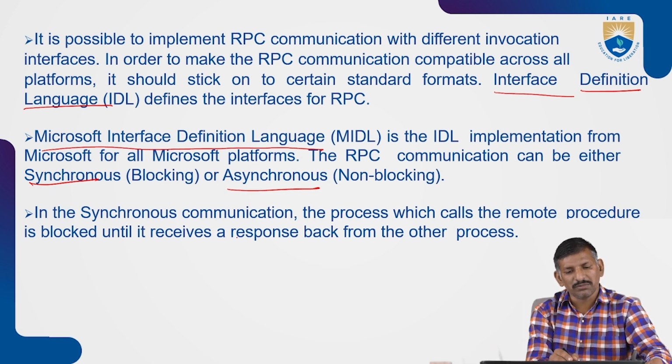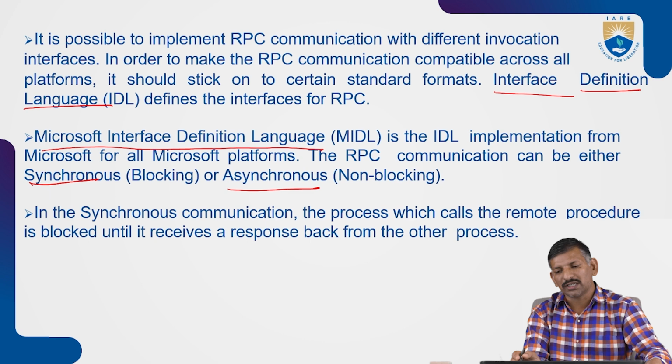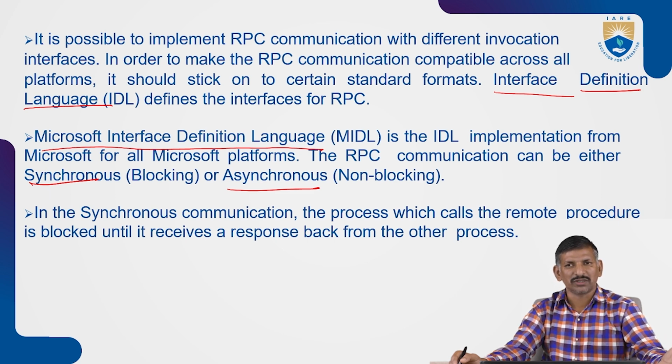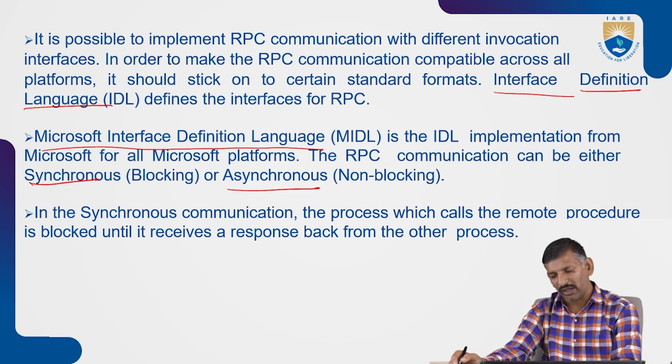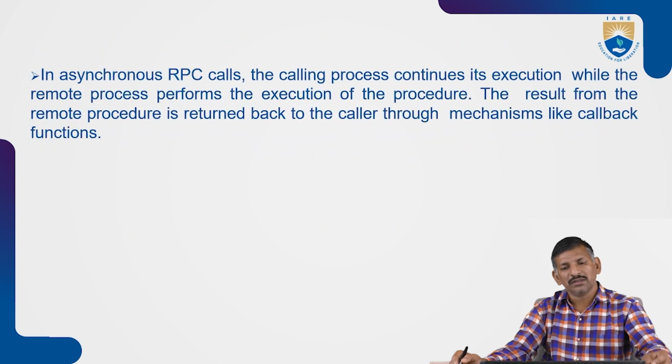In synchronous communication, the process which calls the remote procedure is blocked until it receives a response back from the other process. So until getting the response, the process that sent the request, the client, is in a waiting or blocked state. In asynchronous remote procedure calls, the calling process continues its execution while the remote process performs the execution of the procedure. The result from the remote procedure is returned back to the caller through mechanisms like callback functions.